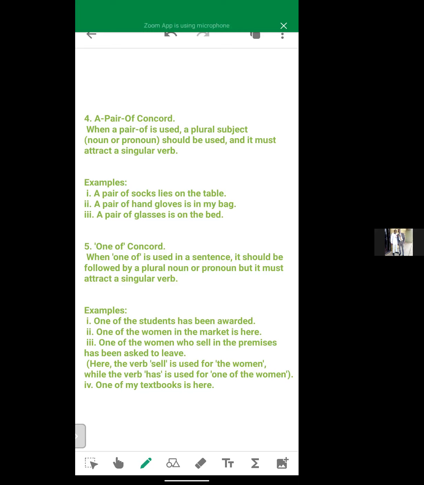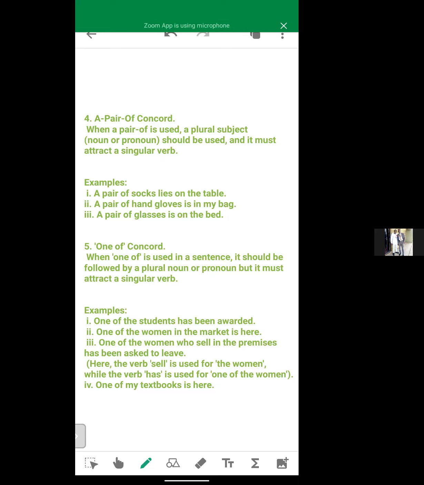That's what this place reads. When "a pair of" is used, a plural subject must be used for it, and then it must attract a singular verb. For instance, it is wrong to say "a pair of hand glove". No, it is wrong. And also it is wrong to say "a pair of hand gloves are on the table".